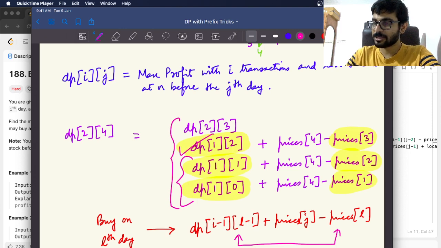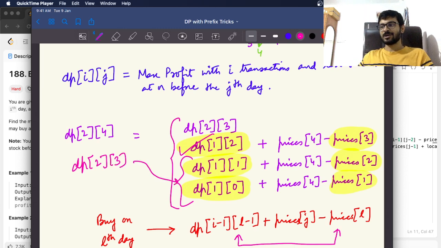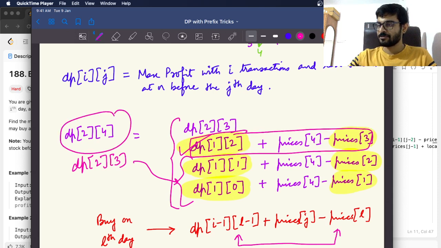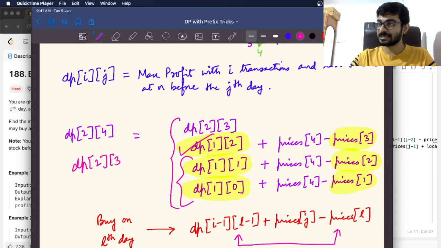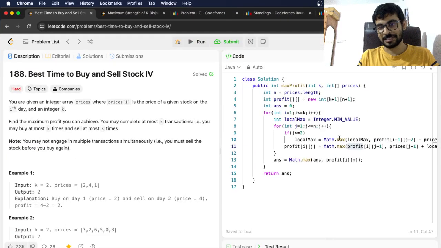So dp of 2, 3 will already have required these two steps. So I just need that extra part for dp of 2, 4. From dp of 2, 3, this is the extra thing that I need. So I'm just storing them. It's not simply a dp state, it is dp state minus prices something. So that is the computation you need to do in the form of a local maximum in this case.